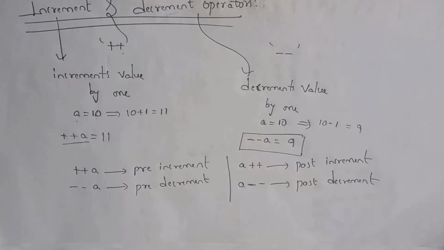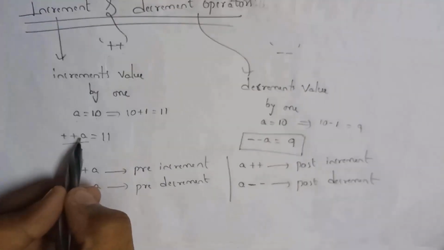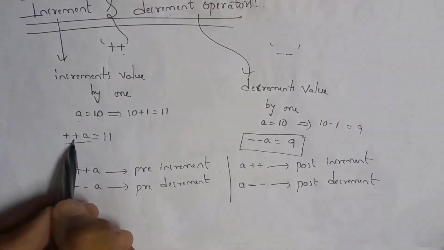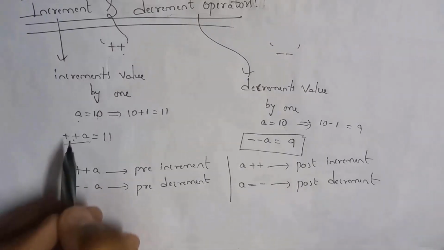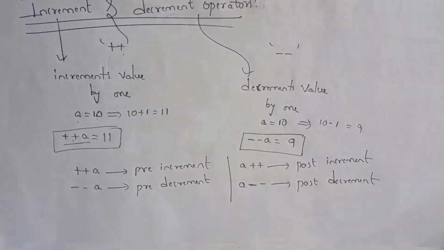We denote the increment operator with the plus symbol. So here I am using the increment operator for variable A: ++A is equal to 11. I will get output as 11 because the increment operator will increment the value by 1. So 10 plus 1, that is 11. So I will get output as 11 for the increment operator.